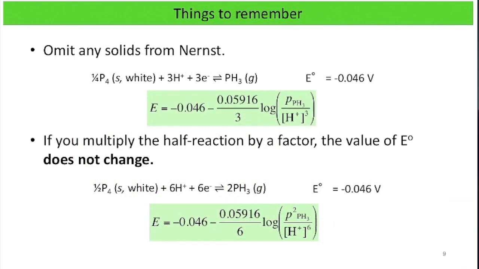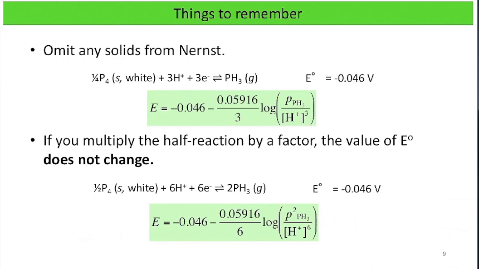So a couple other things to remember. Whenever you're using the Nernst equation, it's just like using any other equilibrium type calculation, right? The concentration of products over reactants, whenever we have solids or liquids, those are not included in the equilibrium expression, so they're not included in the Nernst equation. So only use pressures and aqueous phases in the Nernst equation.